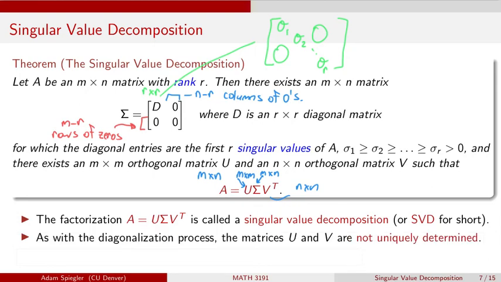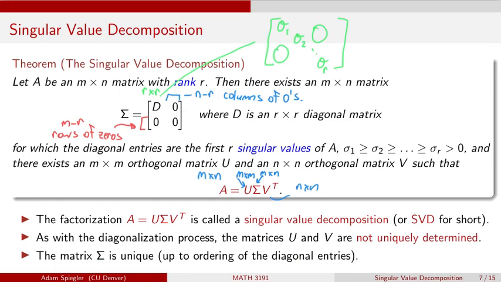As with the diagonalization process for square matrices, the orthogonal matrices U and V that we identify are not going to be uniquely determined. They're going to depend on our choice of eigenvectors. However, the matrix sigma is unique up to the ordering of the diagonal entries, which we choose to do in descending order. If I put the largest one first, then the second largest and so on, this matrix sigma is a unique matrix. The other two matrices, U and V, in this decomposition, again, are not uniquely determined.